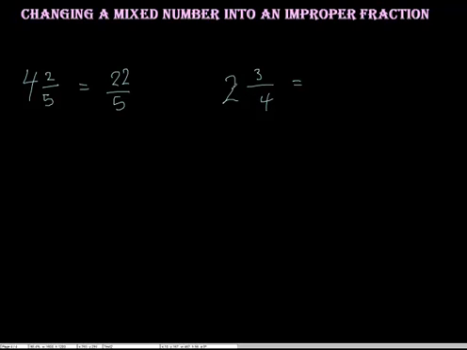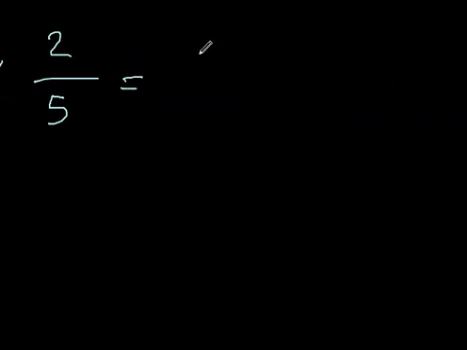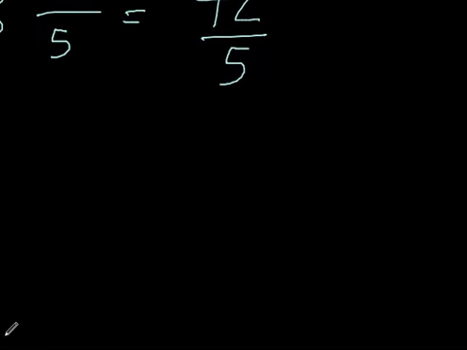Try this number, 2 and 3/4. So 4 times 2, 8, add 3, 11, and the denominator never changes, so 11 over 4. You want to try these two questions for me? Try 4 and a third, and also try 8 and 2/5. So what is 4 and a third? Right, 4 times 3, 12, add 1, 13, so it's 13 over 3. What is 8 and 2/5? 5 times 8, 40, add 2, 42 over 5. Okay, so this is how you change a mixed number into an improper fraction.